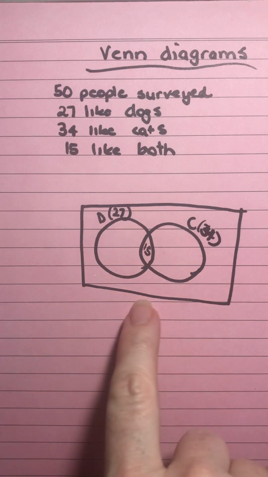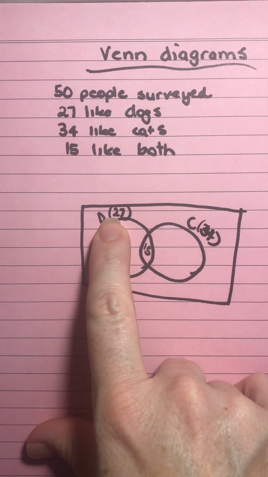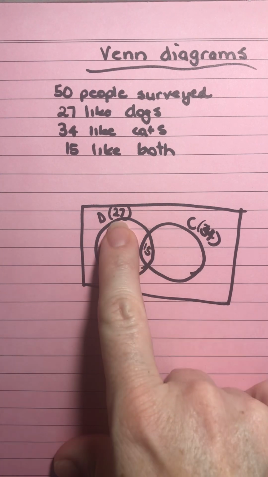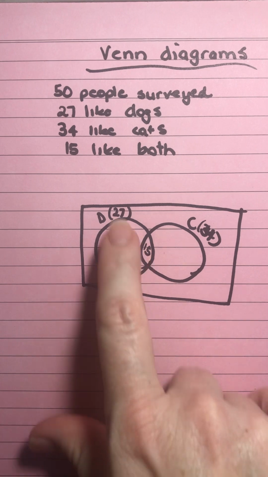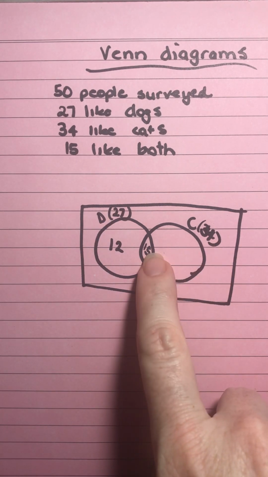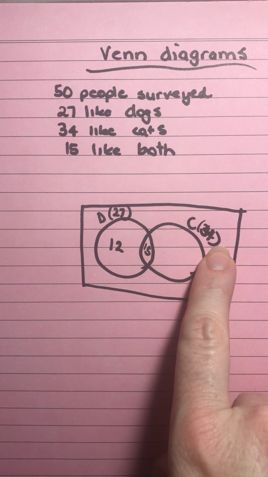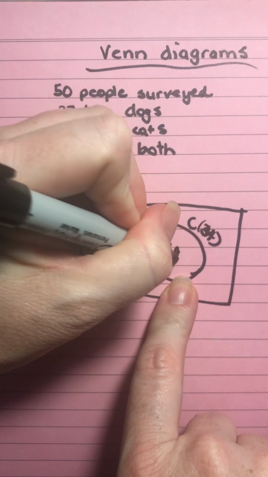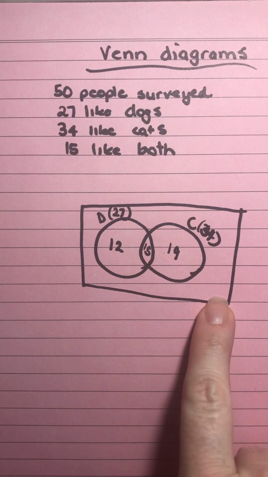When I'm working out what goes in these pieces of the circle, I'm looking for something that will add with 15 to give 27. So I know that in here is going to be 12, because 12 plus 15 gives me 27. Now over here I've got 34, so I want something that adds to 15 to give 34. That's going to be 19. Then outside is going to be the leftover.